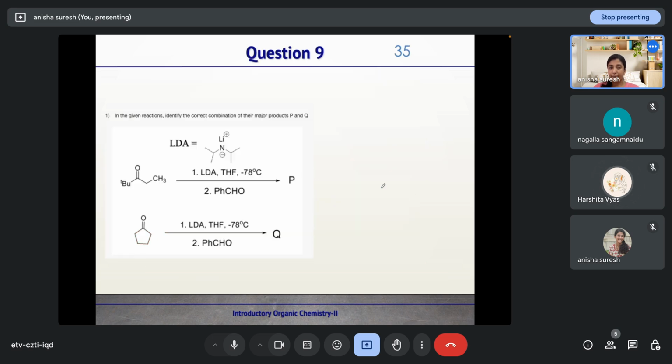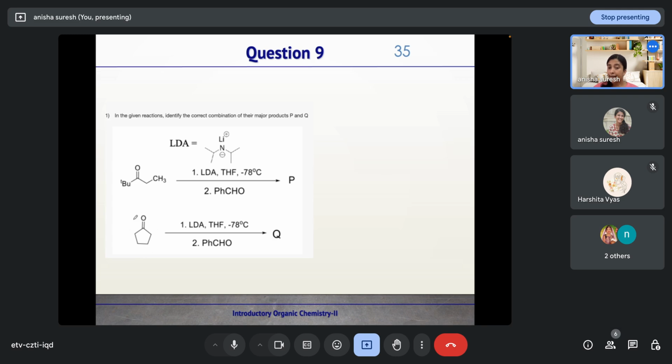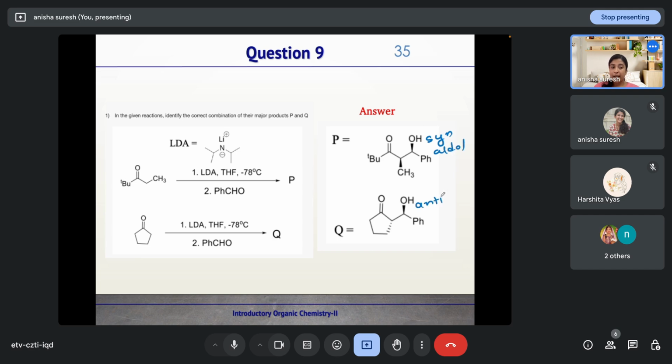Yes, ma'am. Okay. So in our case, here we will be getting cis-enolate. Because of that, we will be getting syn-aldol product. And in this case, we will be getting trans-enolate. And because of that, we will be getting Q as anti-aldol product. So the right answer will be this option. P is syn-aldol. Q is anti-aldol. Clear?